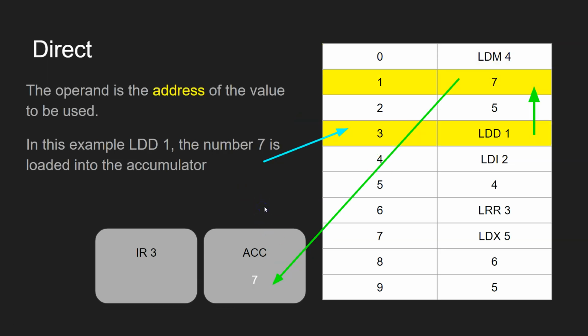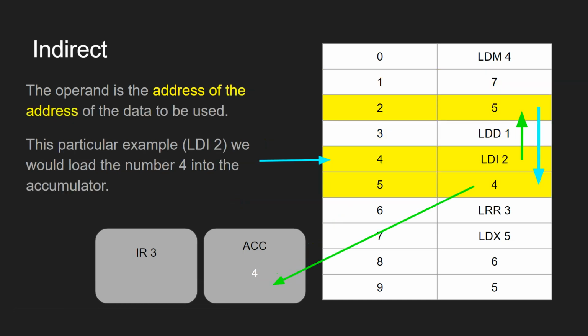The next one, which is quite easy to confuse, is direct addressing. Actually, it's not direct because it passes it on to another place. Direct addressing is where the operand here, the 1, states the location of the value to be used. So here, LDD 1 means we go to memory location 1 and we fetch whatever value is in there, and that gets passed through to the accumulator. So that's direct addressing.